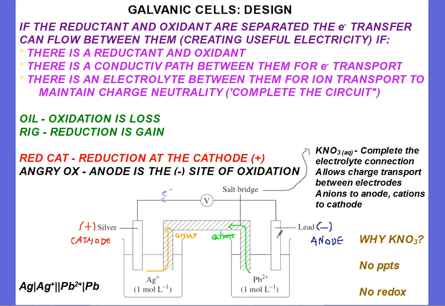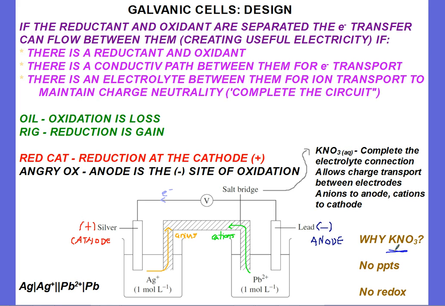You get electron transfer from the anode to cathode. You have cations going through the salt bridge from anode to cathode. You have anions going through the salt bridge from cathode to anode. The salt bridge is usually a potassium nitrate aqueous solution. It completes the electrolyte connection, allowing charge transfer between electrodes, anions to anode, cations to cathode.